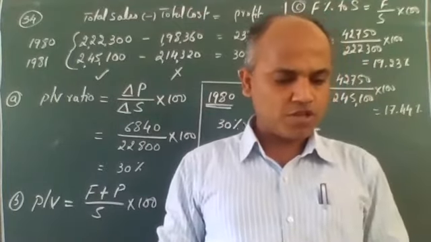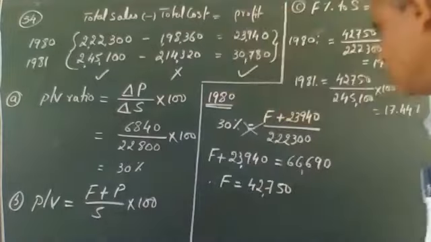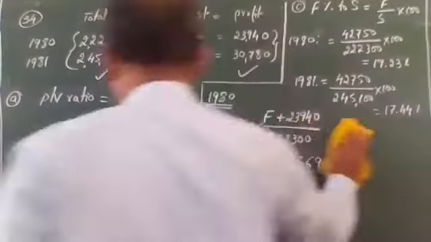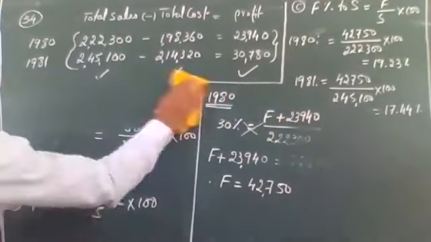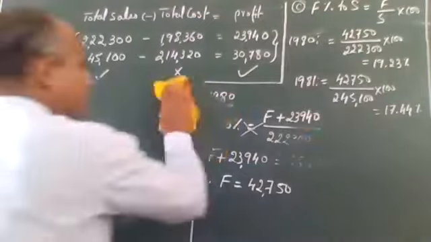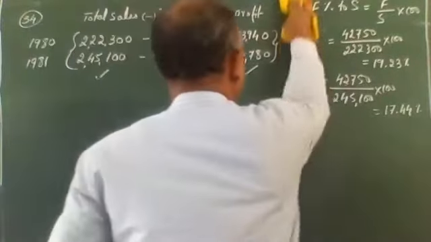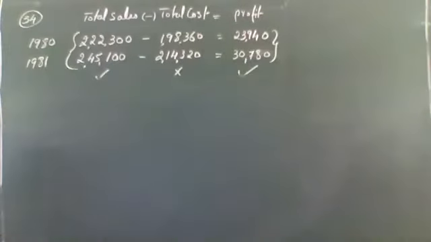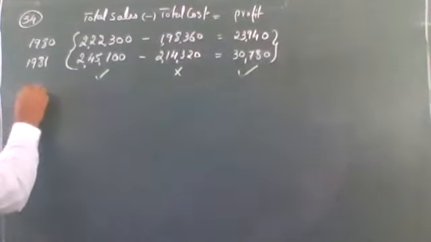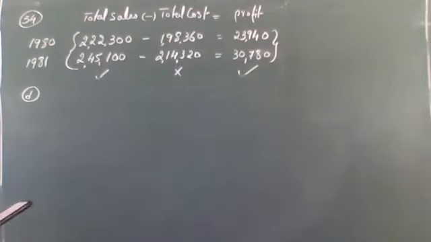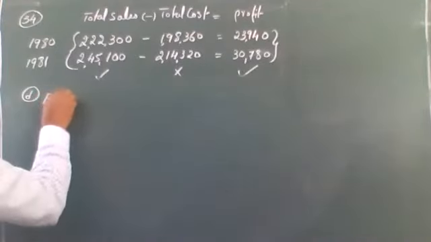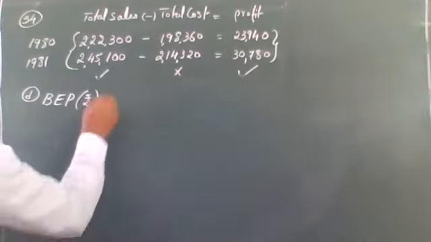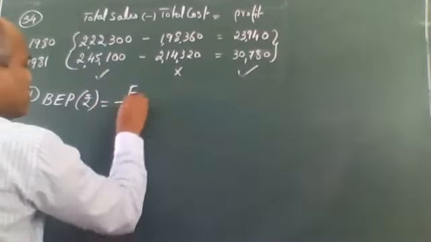And the fourth part of the question says break-even point. So let me make room for this fourth bit. I'm talking about the D bit of the question. D bit says break-even point. Now, what is the break-even point formula? BEP, when nothing is mentioned, because it is all in total, I am going to apply the rupees formula. It is fixed cost by PV ratio.